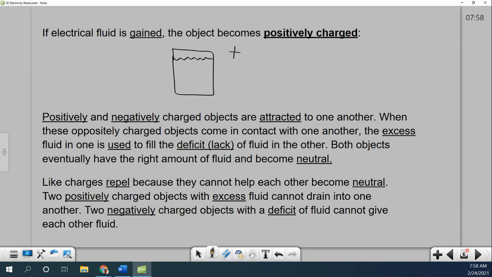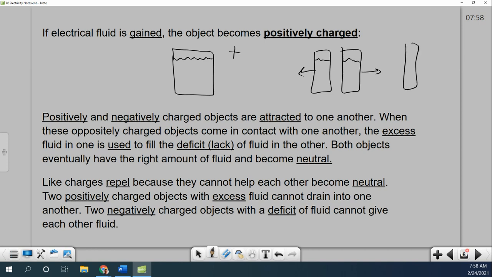So like charges repel. If I had a positive and a positive, they don't attract to each other. In fact, they go the opposite direction. And he said, that makes sense. Look at these two objects. They both want to lose fluid. Right? And here they are, side by side. They can't help each other become neutral. And so what happens is they scooch. They move away from each other.